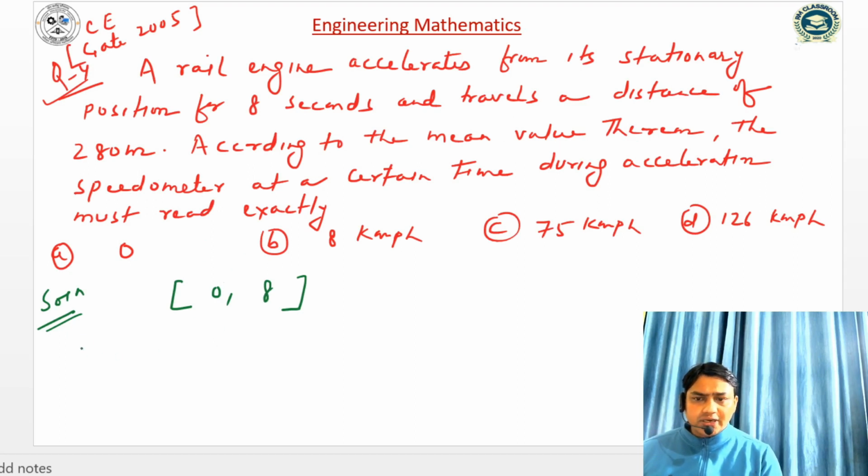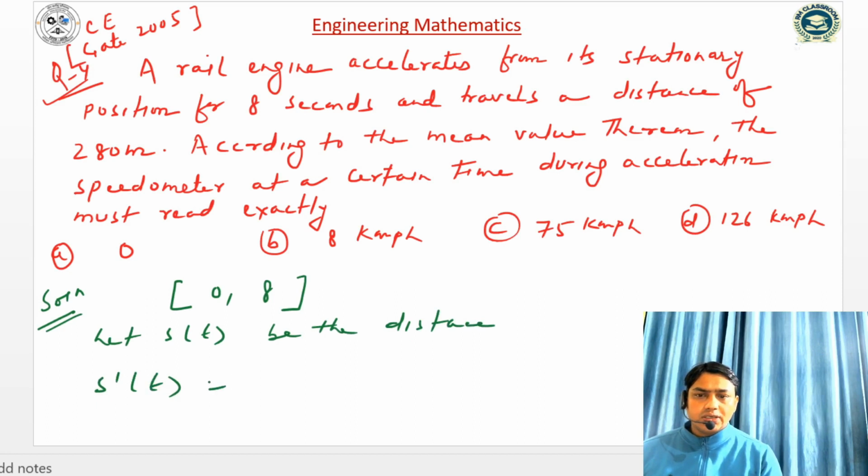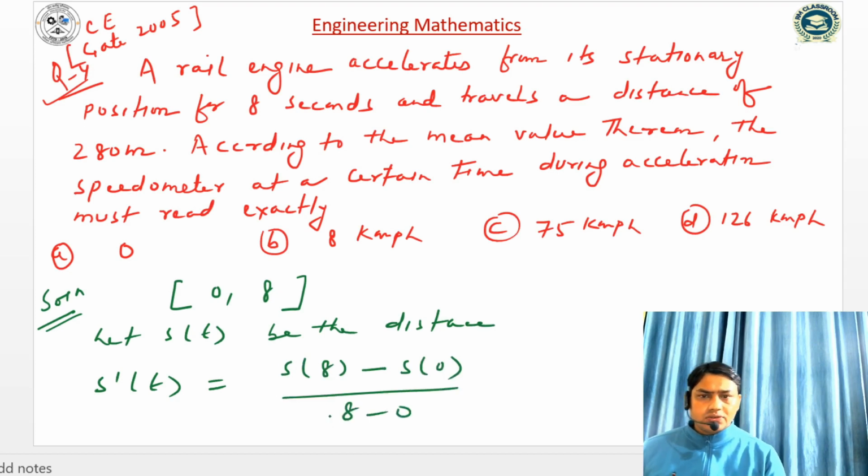So we can write let s(t) be the distance. So we can write s'(t) is equal to s(8) minus s(0) divided by 8 minus 0 according to Lagrange's theorem.